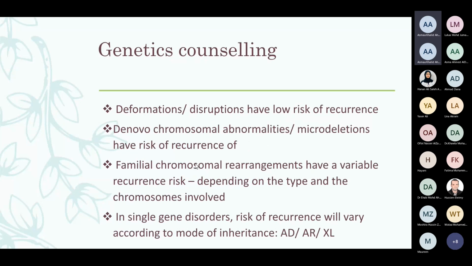Most important that you know about genetic counseling is you have to inform them that deformation or disruption is a low risk of recurrence. De novo chromosomal abnormalities have some risk of recurrence. Certain familial chromosomal arrangements depend on the certain type. Single gene mutation, also the risk of recurrence will vary, and it mainly depends on the mode of inheritance.